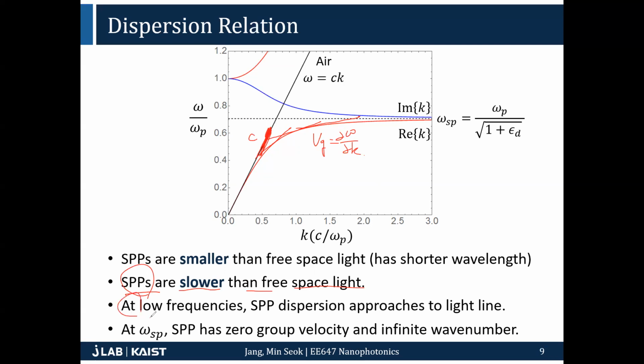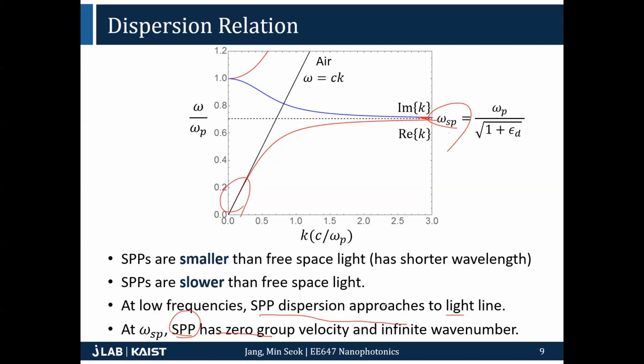And at low frequencies, as you go to a lower frequency, the surface plasmon dispersion approaches the light line. So the light line and the surface plasmon become almost the same. And then at the surface plasmon frequency, you see here, the surface plasmon has zero group velocity and infinite wave number.